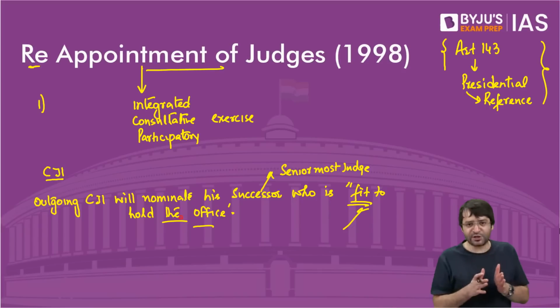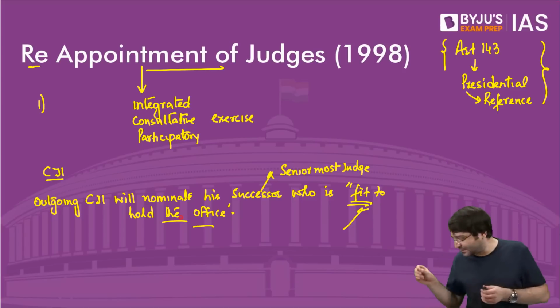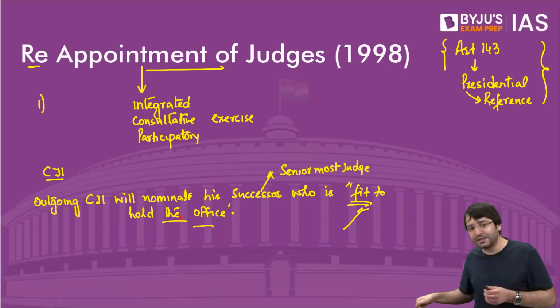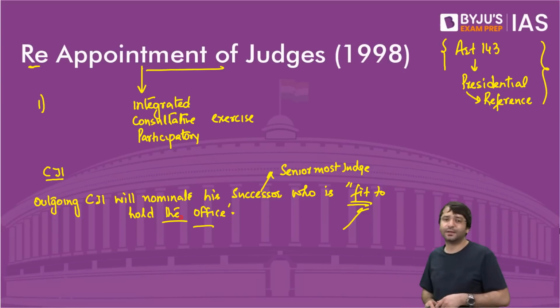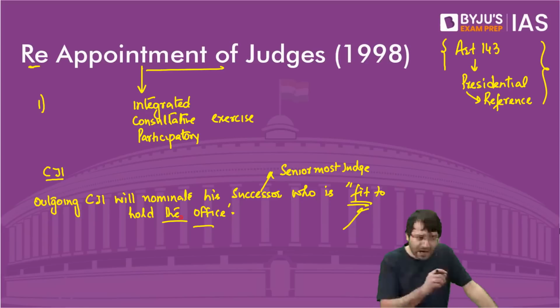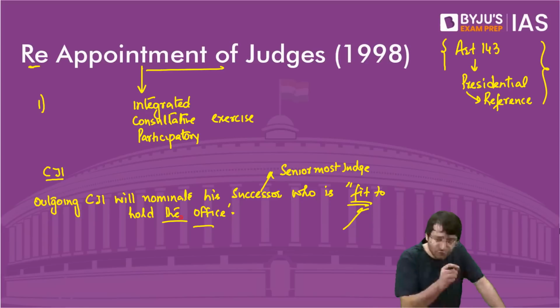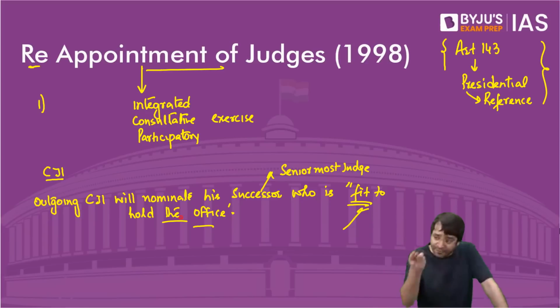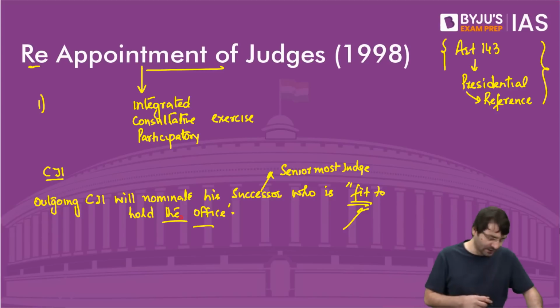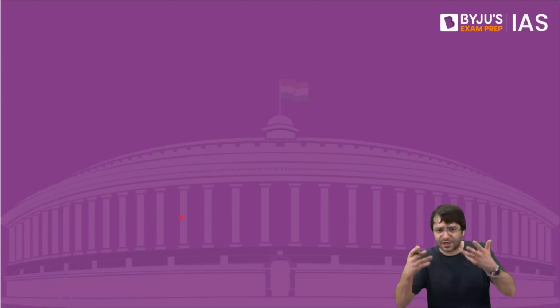That means the outgoing Chief Justice of India, if he considers that the senior most judge of the Supreme Court is not fit to hold the office, instead of him or her, someone else can be appointed. The next person can be appointed as the Chief Justice of India. We are now clear. The outgoing Chief Justice will nominate his successor to the President, which is binding on the President, and this successor has to be the senior most judge of the Supreme Court who is fit to hold the office. Sir, okay. Now you got the clarity how Chief Justice is to be appointed?